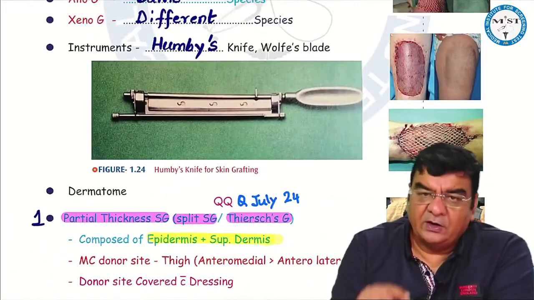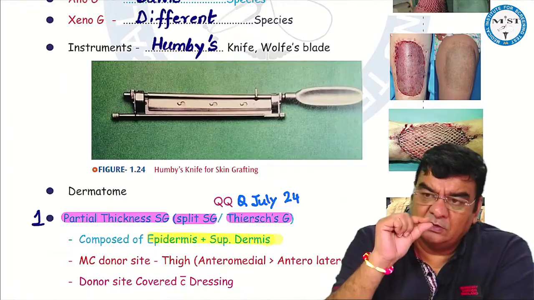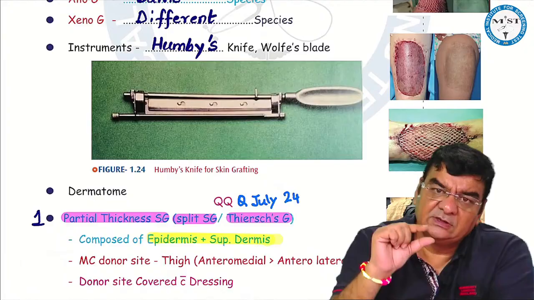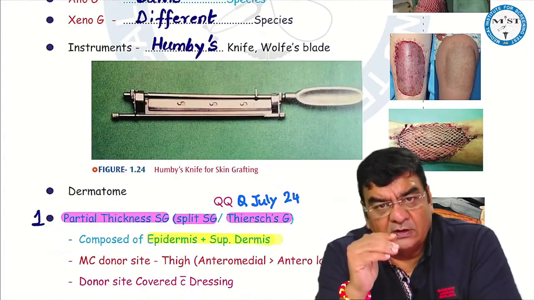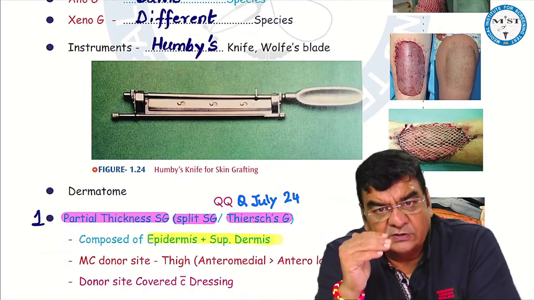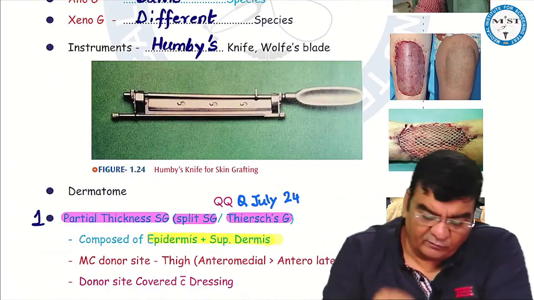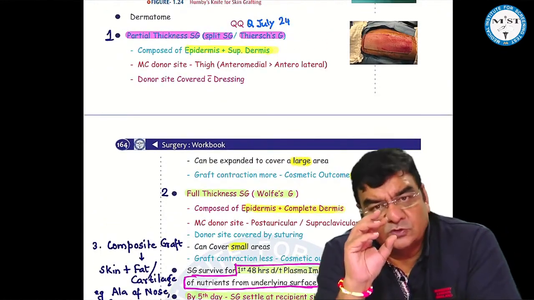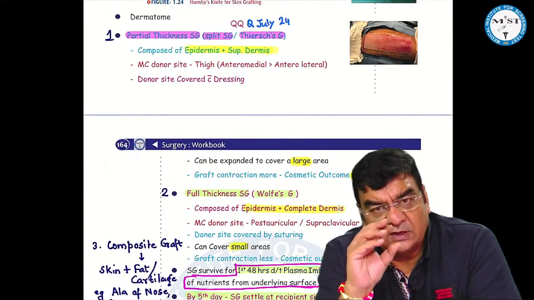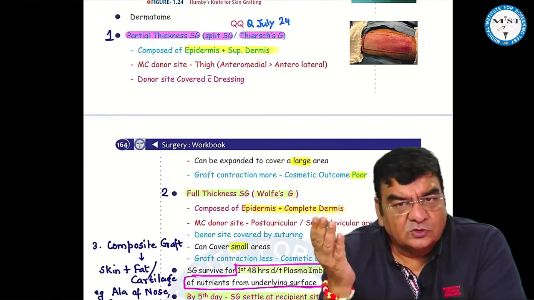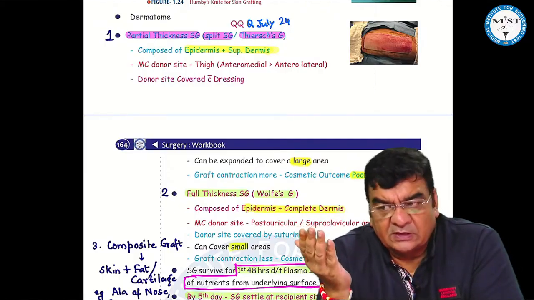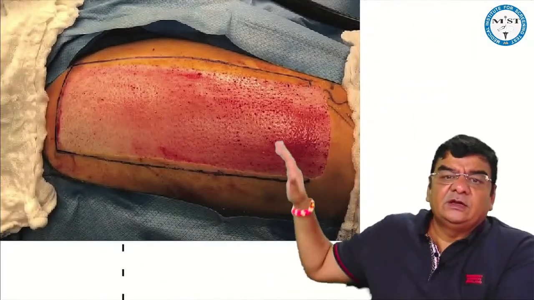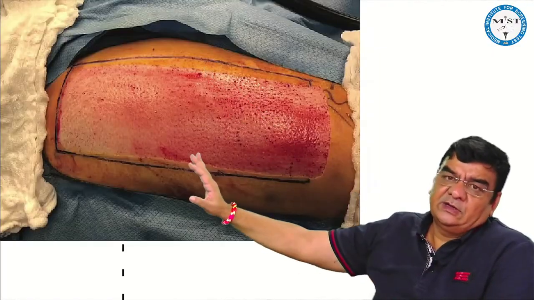And depending on the gap between the blade and the rod, we can adjust that gap with the screws, and we can take a thin slice or a thick slice. Partial thickness skin graft is called a split skin graft or Thiersch graft, which is composed of epidermis and superficial dermis, while full thickness skin graft, called a Wolfe graft, is composed of complete skin, that is, epidermis and complete dermis. Most commonly we use partial thickness or split skin graft. And most commonly this is taken from the thigh, the anteromedial or anterolateral aspect.